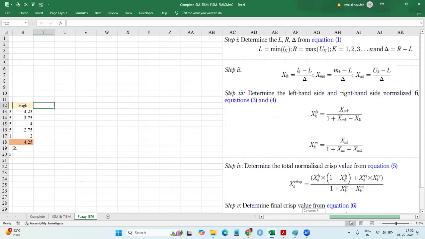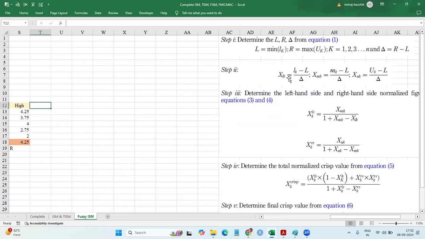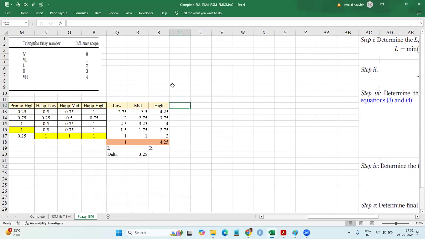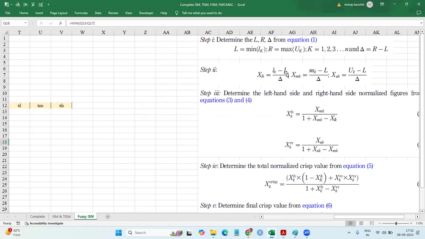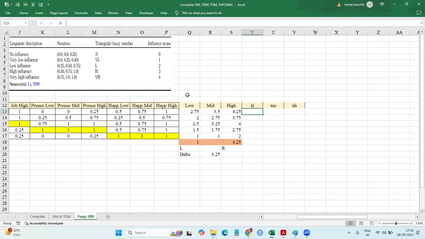Now next what we'll do, we will find out the X values: X low, X medium, and X high. I'm putting here X low, X medium, and X high. All of them will be computed using the low. Check out the formula: L minus capital L by delta, M minus capital L by delta, U minus capital L by delta. It means, what is L? This low value, minus the overall low value here, and divided by the delta. Delta is common for all.